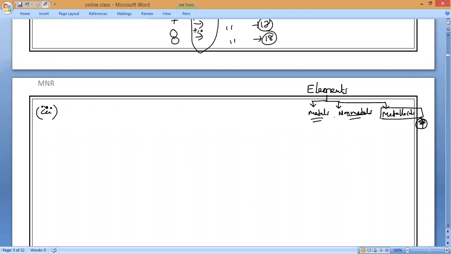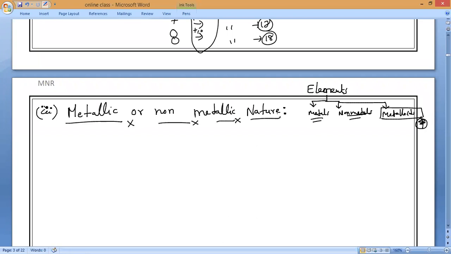Now we will identify whether an element is metallic or non-metallic with the help of electronic configuration. Let us see how. Write it: metallic or non-metallic nature. We can identify it easily if we know the electronic configuration.